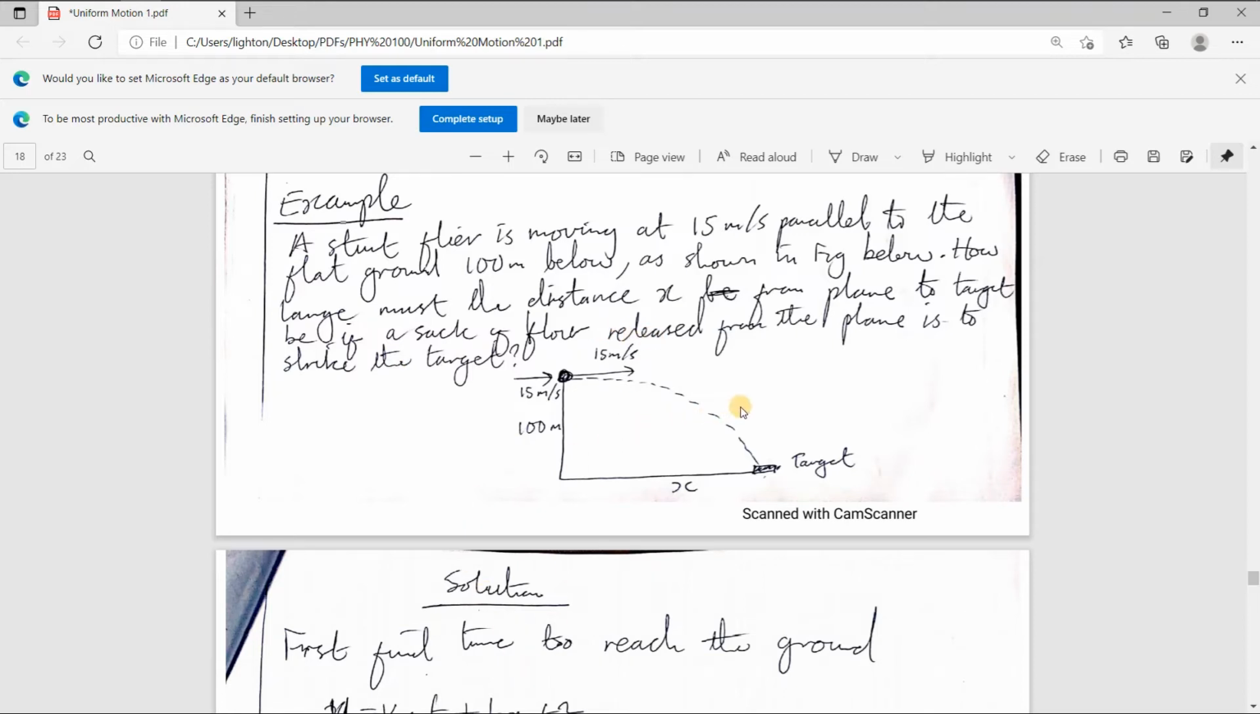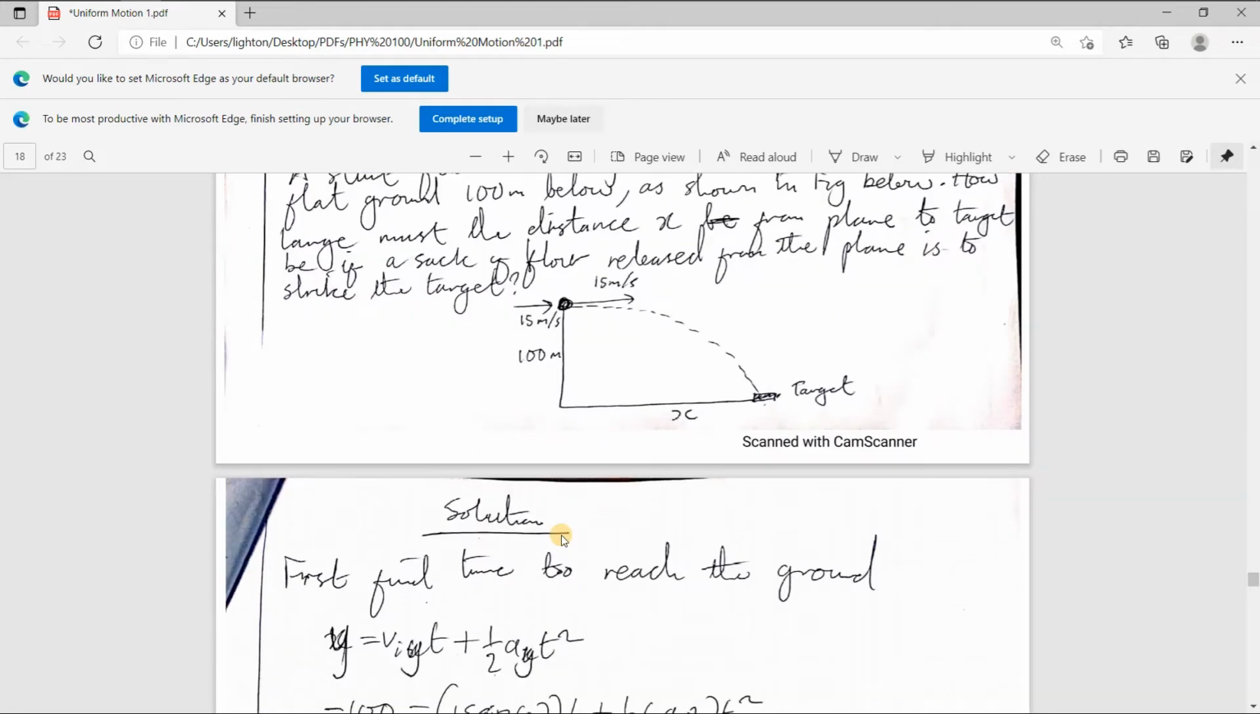So we're trying to find this distance x. So let's use the tools we have. We have the height, but it's a negative displacement because it is below the origin. It is down from the origin. All right, I hope you're getting this.